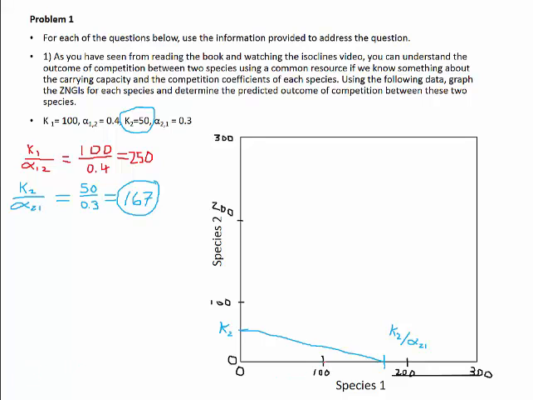Okay, K1 is 100, so we're going to start right here on the x-axis. And then K1 divided by alpha 12 is 250. So I'm going to draw my zenji all the way up here and then boom, hit around 250 or so. And let me quickly magically label those for you. Okay, now I've got both ends of the zenji labeled.